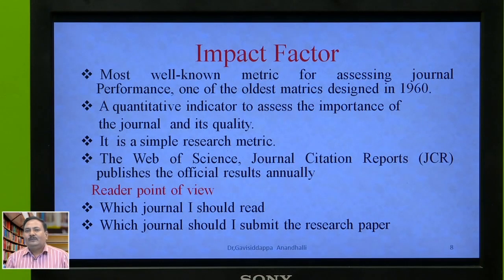It is going to publish and release officially the impact factor of the journal, which is indexed in the Web of Science. The Journal Citation Report is one of the sub indicators in the Web of Science that is going to officially announce the impact factor of the journal. What is that Web of Science? Web of Science is a leading bibliographic database, and they are going to officially release this impact factor.